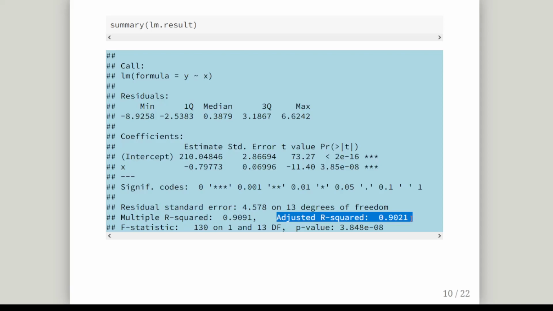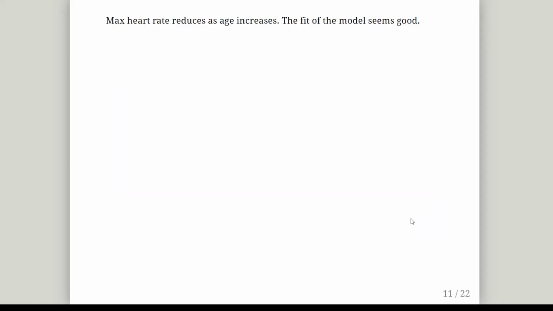R squared essentially tells us how well the model explains the variation in the data. It's a number between 0 and 1, or 0% and 100%. Anything close to 100% is considered pretty good. The closer you are to 100%, the better. Okay, that's good. So our conclusion is that the max heart rate reduces as age increases, and the fit of the model seems to be quite good.